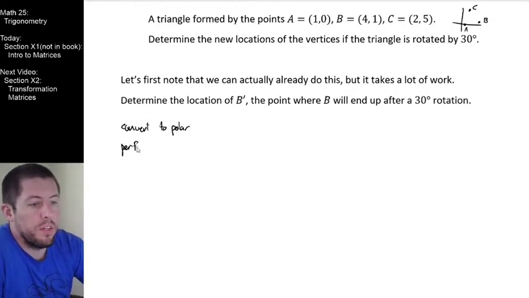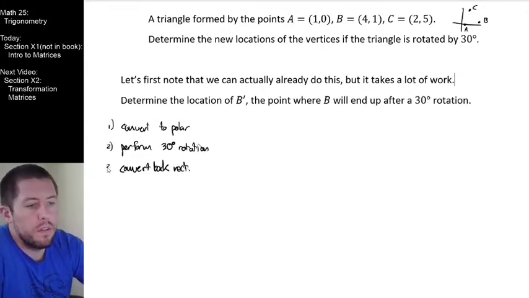Perform the 30-degree rotation, and then convert back to rectangular. This is going to be our process here. So let's go ahead and do this.